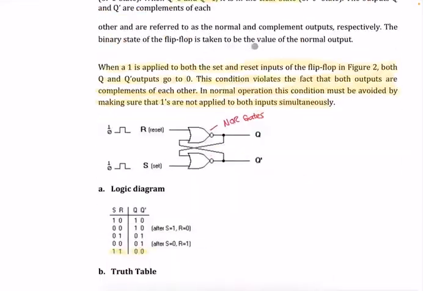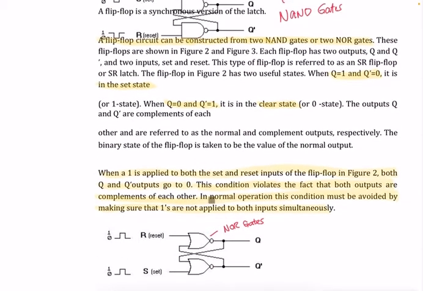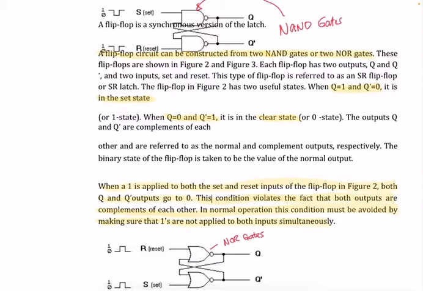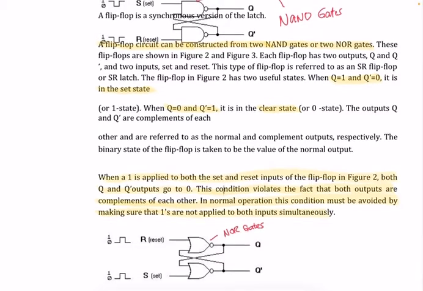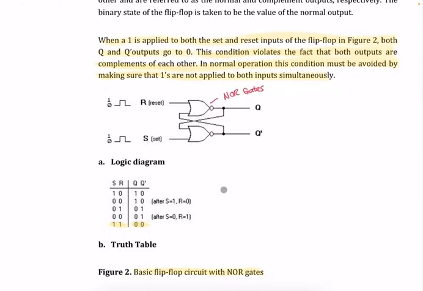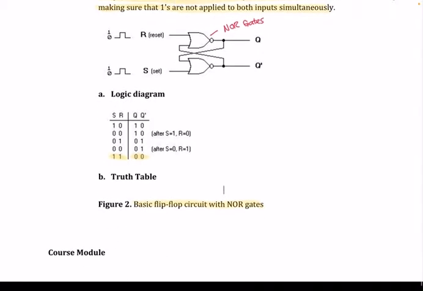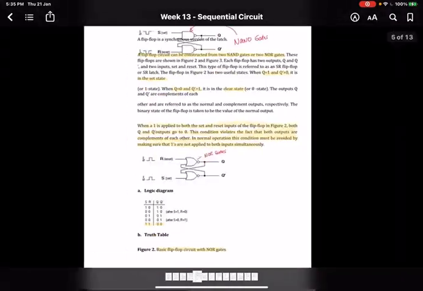Ito NAND gates pala to. So ito yung NOR gates, no. So nakikita nyo dito, hindi dapat siya maging 1-1 kasi ma-force siyang maging 0-0 ang kanyang output. Okay? Sa NAND gates naman, hindi siya pwedeng maging... Yan. Okay? Yun yung sa NAND gates.